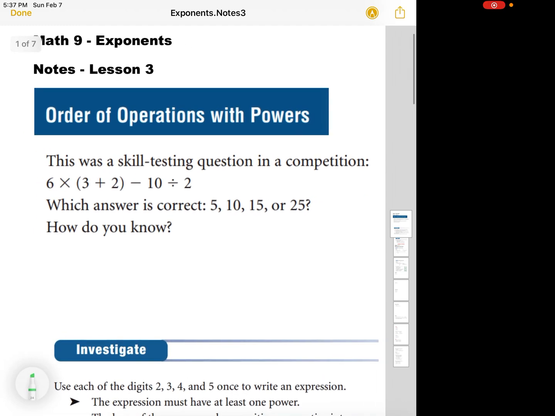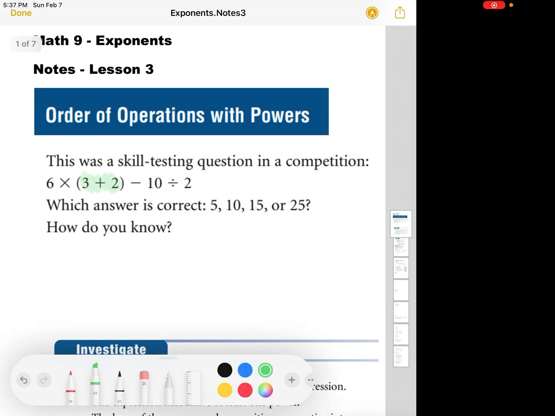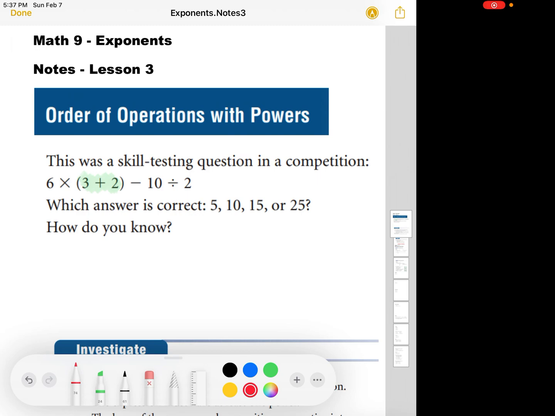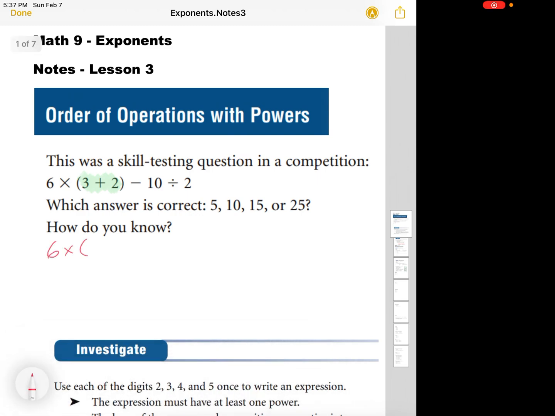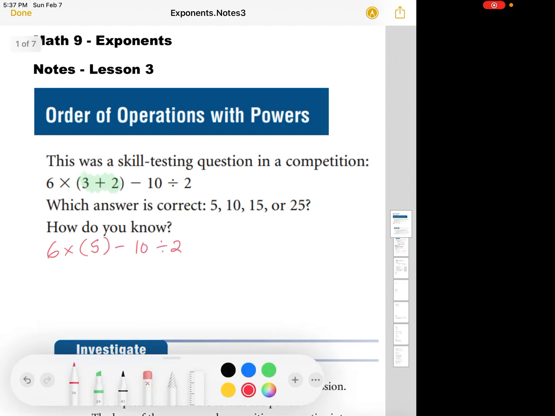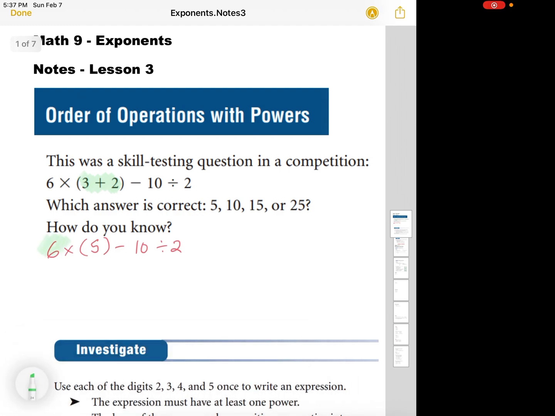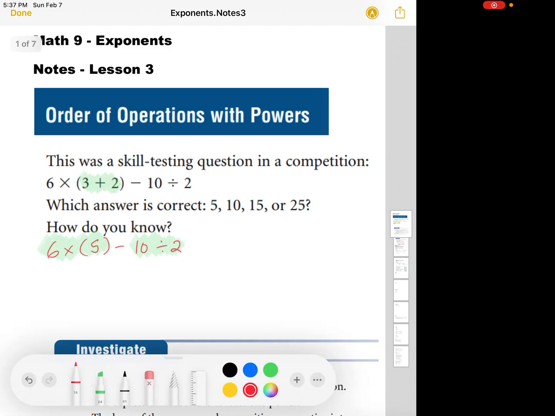So obviously we have to think about our order of operations. There are no exponents, but there are brackets or parentheses, so we have to do that first. So we're going to get 6 times 3 plus 2 is 5, and then minus 10 divided by 2. Now the next step is we multiply 6 times 5, and we also divide 10 by 2. We can do those both at the same time. They don't affect each other, or you can take 2 steps to do them.